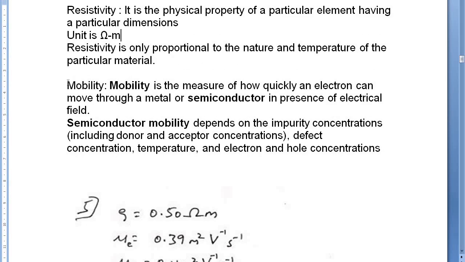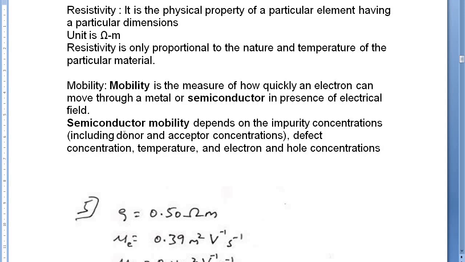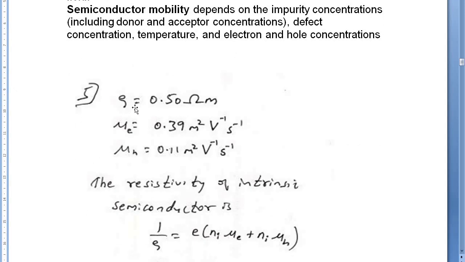Then comes mobility. Mobility is a measure of how quickly an electron can move through a metal or semiconductor in the presence of an electric field. Semiconductor mobility depends on impurity concentrations, defect concentrations, temperature, and electron and hole concentrations. Please remember these things, because questions might be asked based on these definitions as well as the factors affecting the mobility. Now we come to the problem.